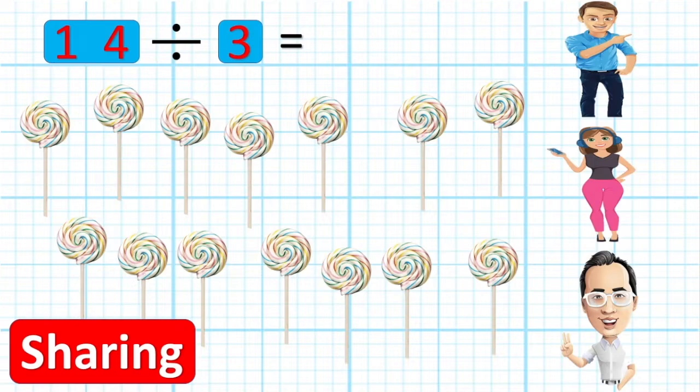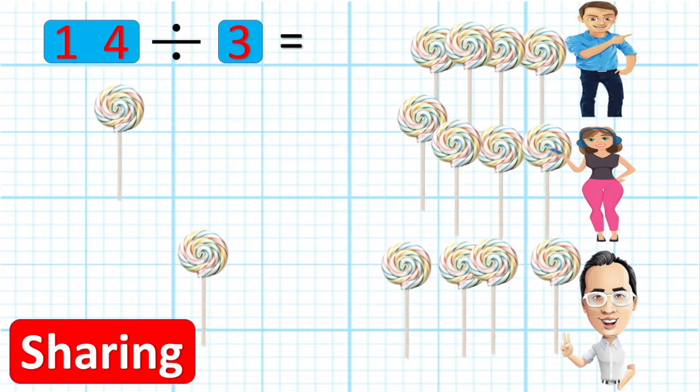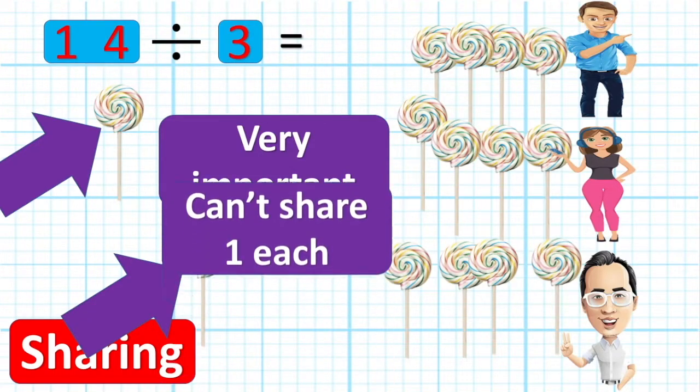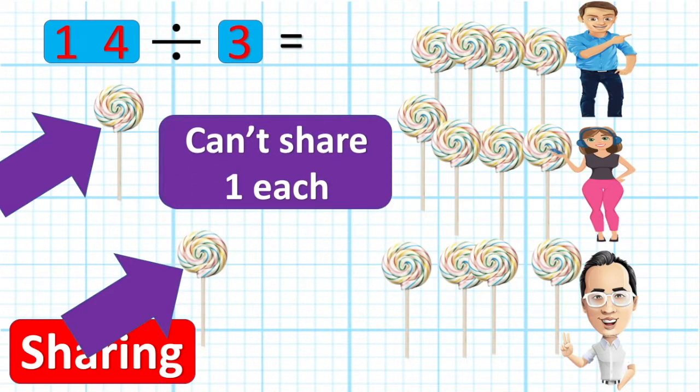Let's have a question like 14 divided by 3. Well, we can try and share them. I've got my 14 lollipops and my 3 friends. I'm going to share them evenly. Gives them 4 each again with these 2 left over. Now these 2 left over are very important. I cannot share them evenly between my friends, so we have to leave it as a remainder. So 14 divided by 3 would be 4 remainder 2.